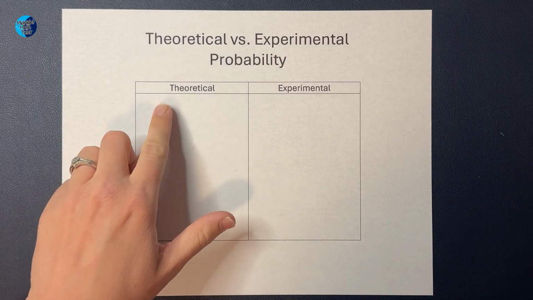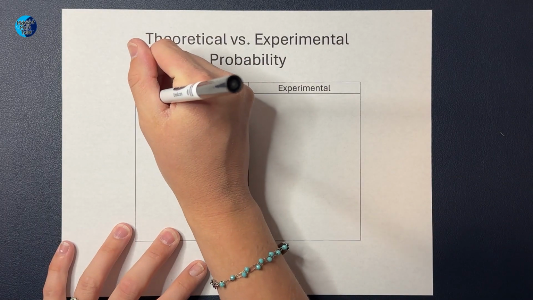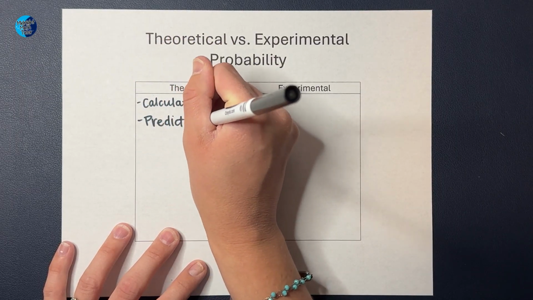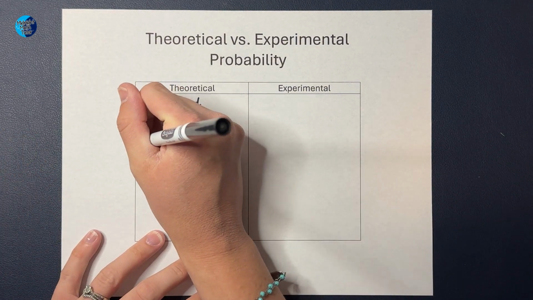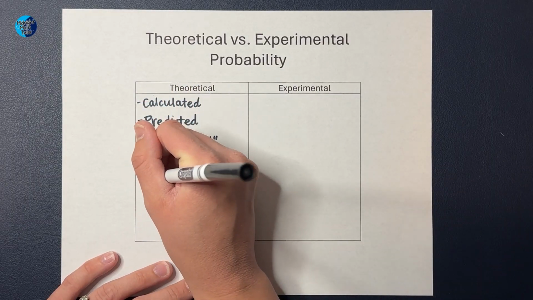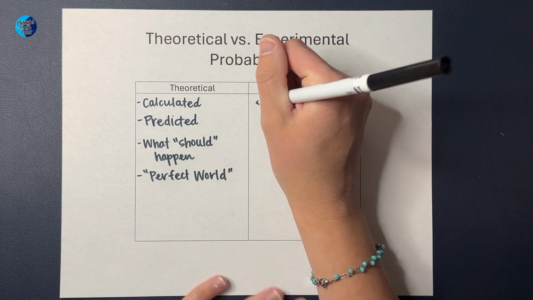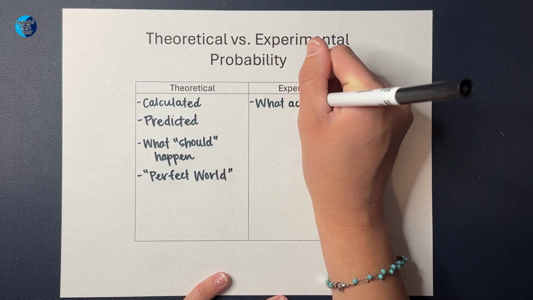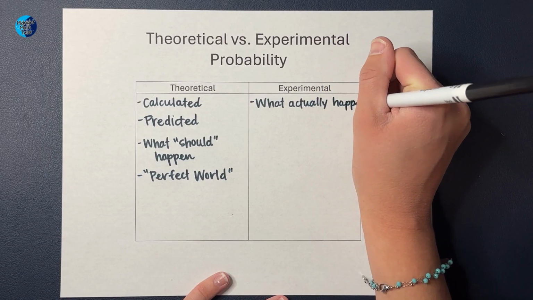So when we talk about theoretical probability, this is the probability that we calculate, and it's what is predicted to happen. You could say that theoretical probability is what should happen or what would happen in a perfect world. Then we jump over to experimental probability. This is what actually happens, right? It doesn't always come out exactly how we think it's going to. This is what actually happens. This is tested.